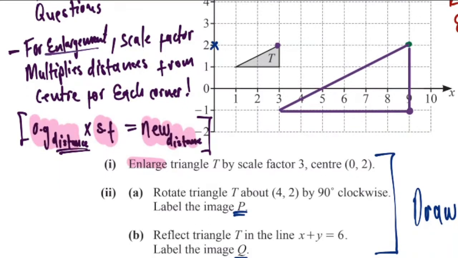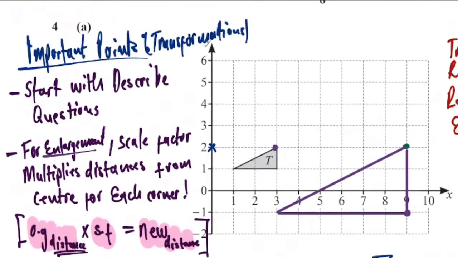Now let's do the next one. So for enlargement, have you written the important points? Have you done so? Okay. Well done. Now let's go to the next thing. I'm a happy man. Let's go to the next thing.